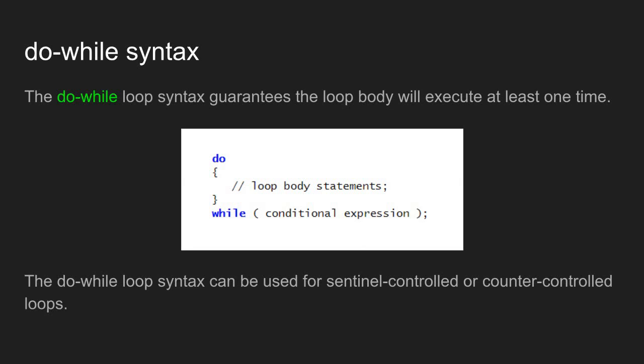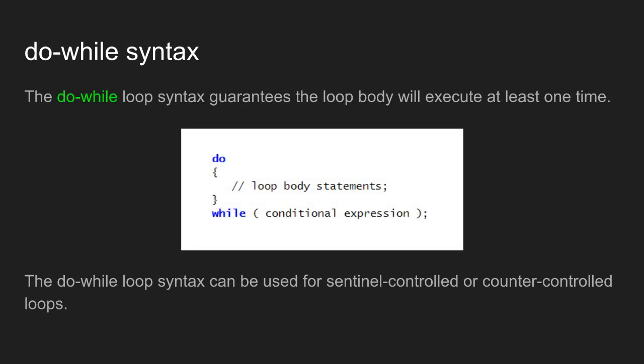In this video, we will look at the do-while loop syntax. The do-while loop is another alternate syntax for the while loop. Now, in the do-while syntax, the do-while loop guarantees that the loop body will execute at least one time. Let's look at the syntax here.